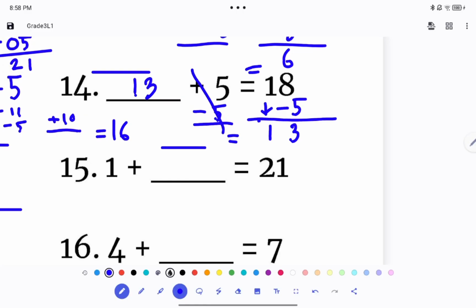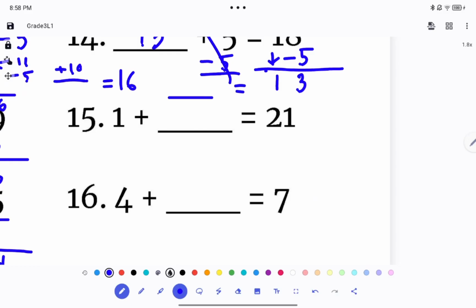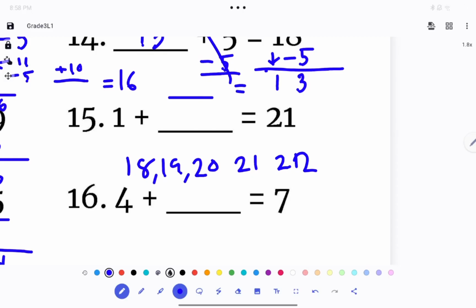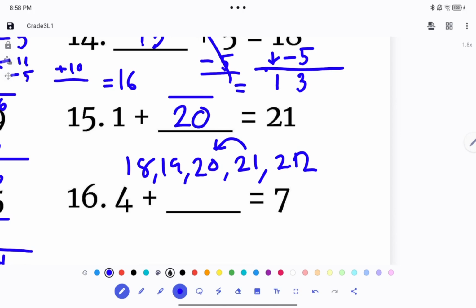Alright, here's another relatively easy problem. 1 plus something is equal to 21. So think about it. What plus 1 is equal to 21? It must be the number before it, right? So if we think of a number line where we have 18, 19, 20, 21, 22, we just want to go one number before this, and that's just 20. So we find that 20 plus 1 is equal to 21.